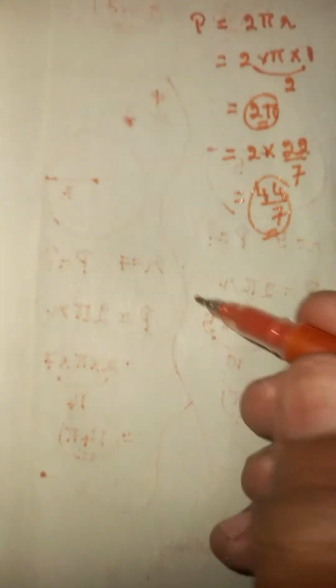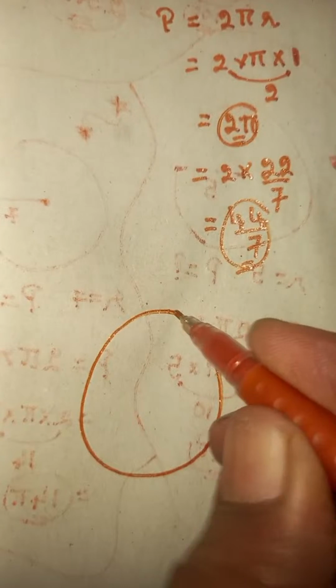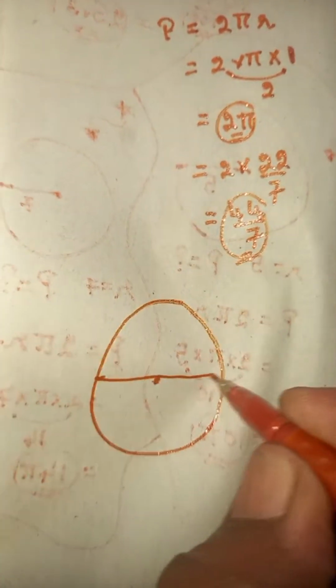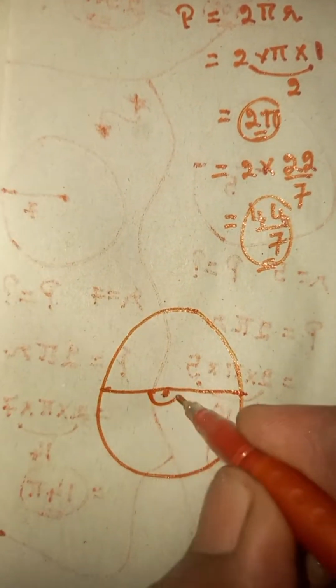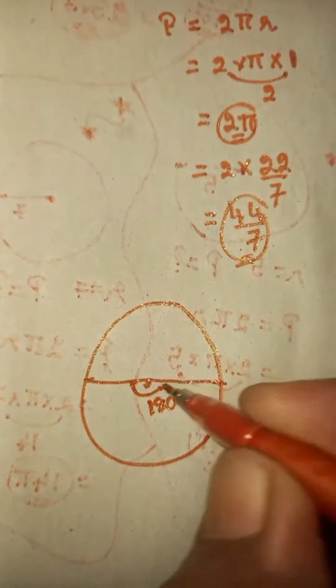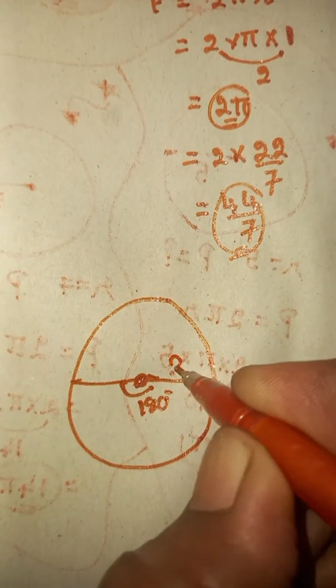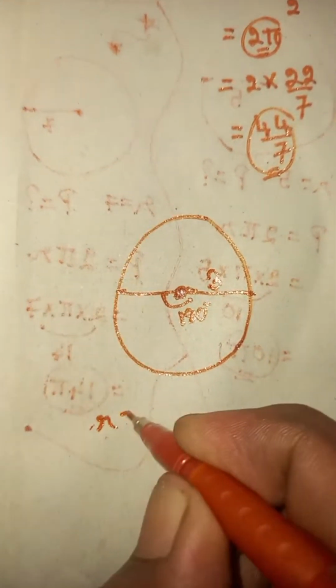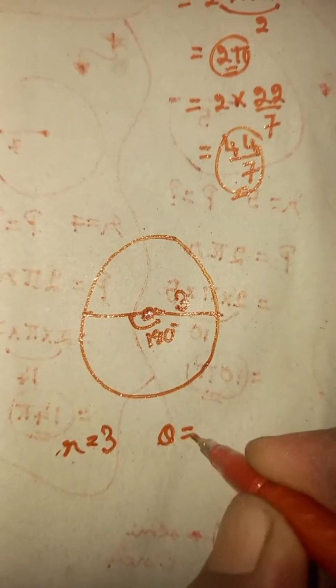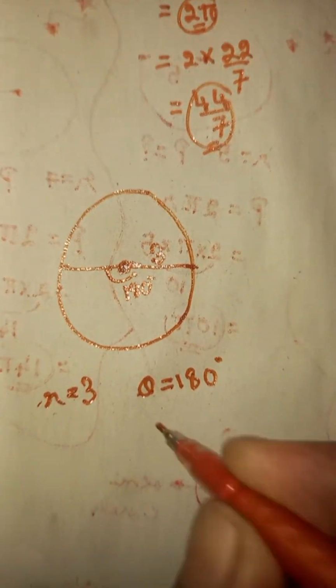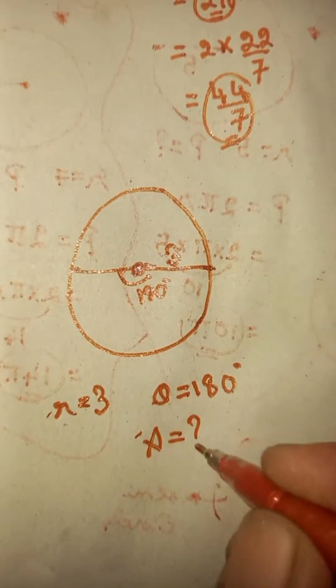Here they are giving a circle, and in this circle they are giving the semicircle. The semicircle is obviously going to be 180 degrees, and the radius of the circle they are giving is equal to this 3 units. Here radius is 3 units, theta angle is 180 degrees. You need to find out what's the area of the circle.